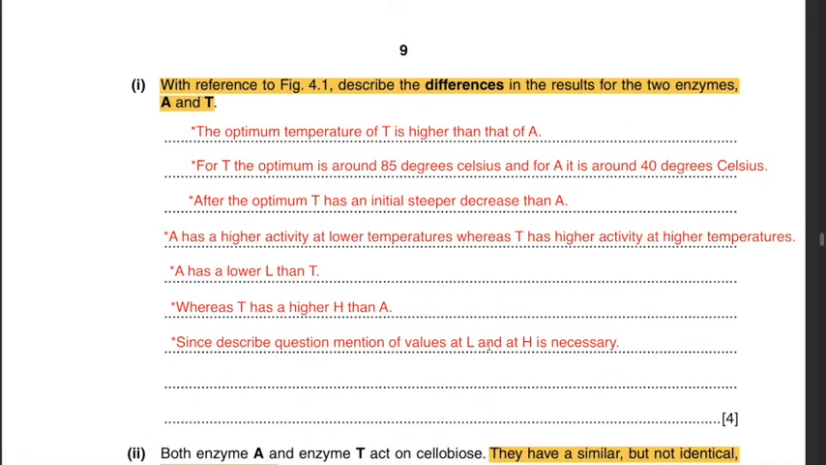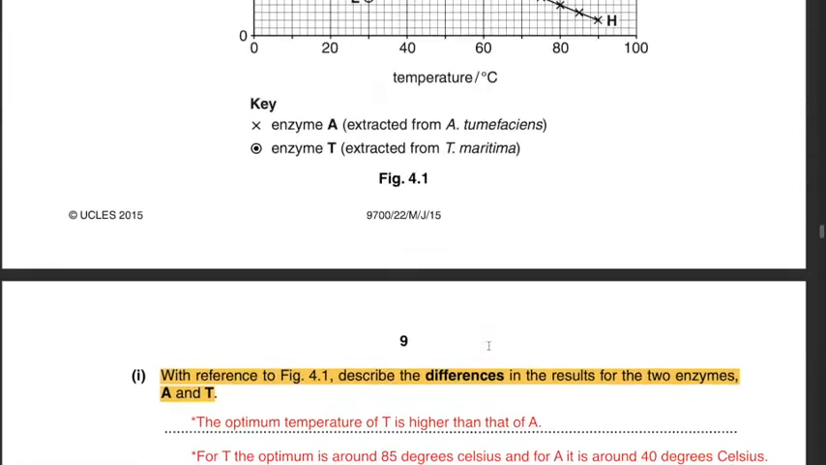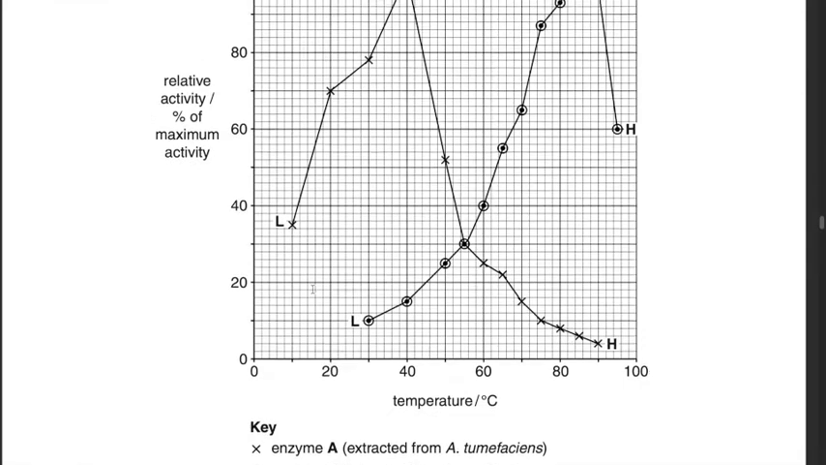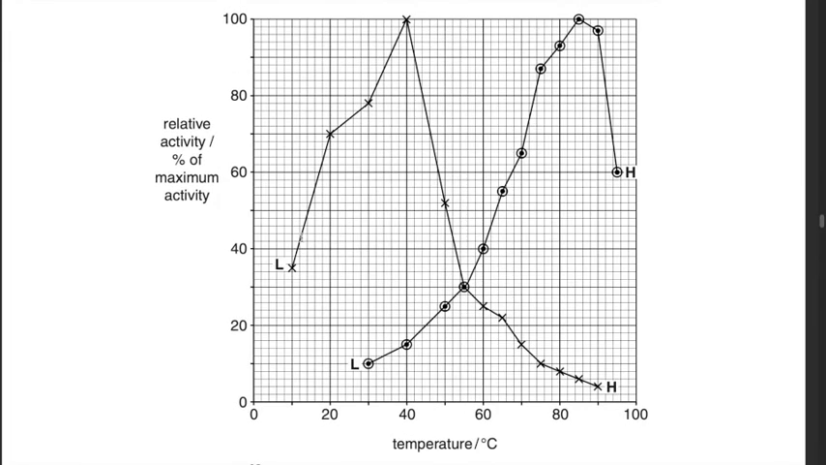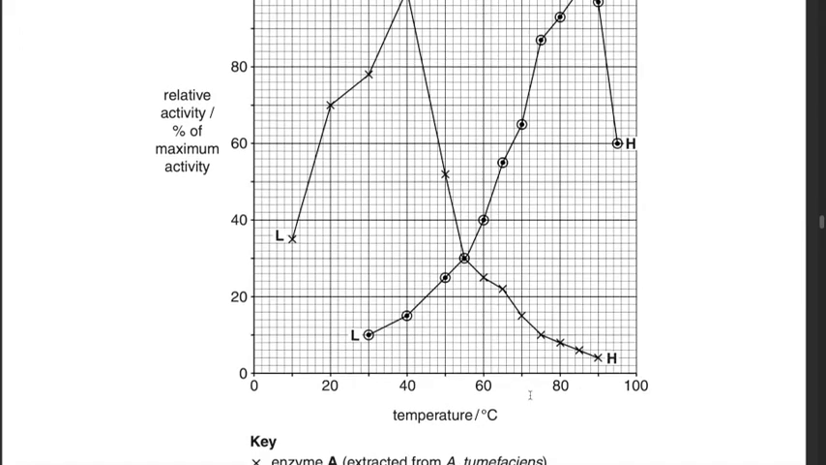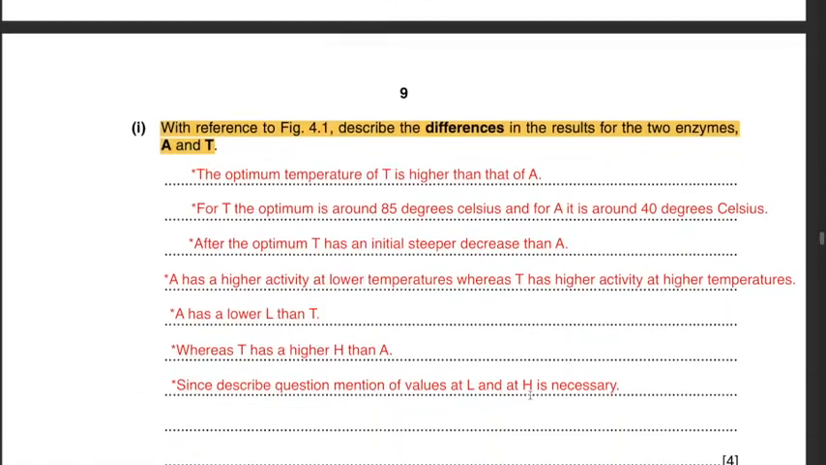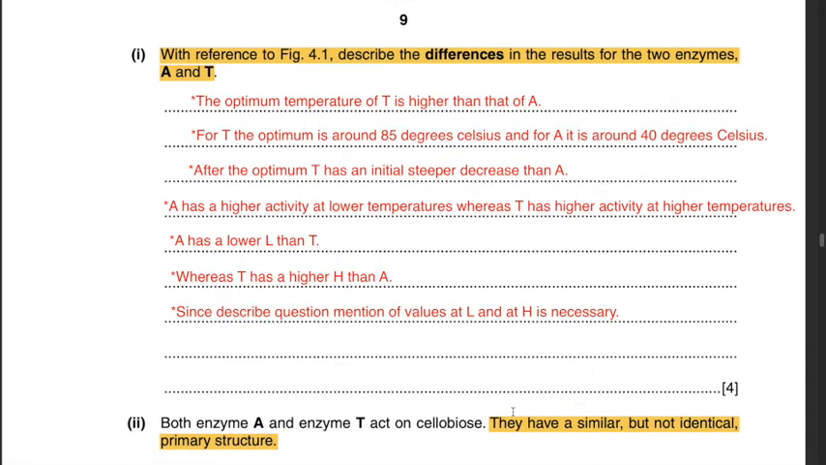A has a lower L than T, whereas T has a higher H than A. L represents the lowest temperature and H represents the highest temperature. And yes, L of enzyme A is lower than that of T, and H of enzyme T is higher than that of enzyme A. And once again, since it is a describe question, you should mention values.